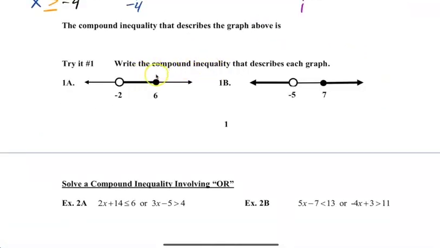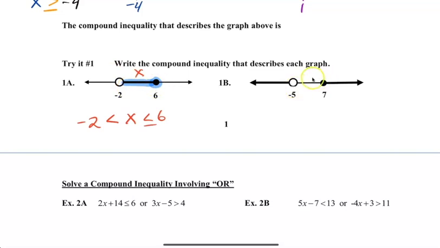So in this case, let's just write the compound inequality that connects it. So in this one, notice how, again, our x is right here. It's kind of hard to see, but our x is in the middle there. So we're just going to write x, and we're between those two. So greater than -2, but less than 6, and equal to 6 is a closed circle.